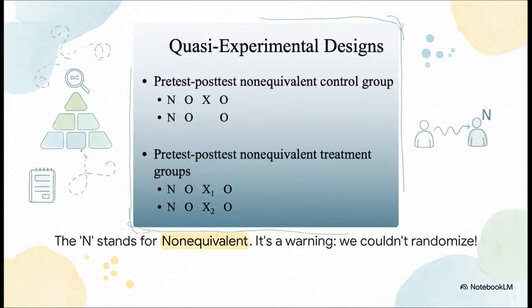Notice that N at the very beginning of the code here? That one letter changes the whole game. It stands for non-equivalent, and it's basically a giant flashing warning sign that says, hey, we couldn't randomize these groups, and that means we have to be way, way more skeptical of the results, because those groups might have been different from the very beginning.